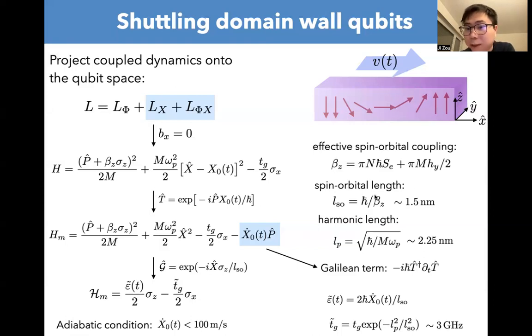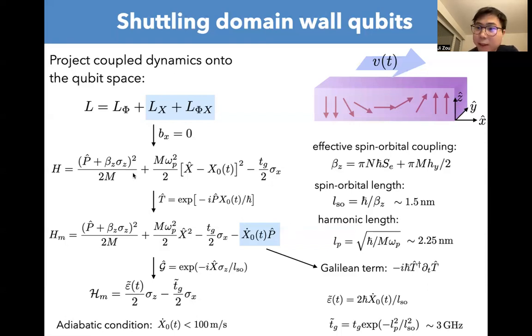And here we introduce two important length scales. First one is the so-called spin orbital length, and it turns out it's about 0.1 nanometer. The meaning of this spin orbital length is that this is basically the distance the qubit needs to travel to flip the spin. And we also have the harmonic length, which is controlled by omega p, which is basically the confining potential for the domain wall, which is around 2.25 nanometers.